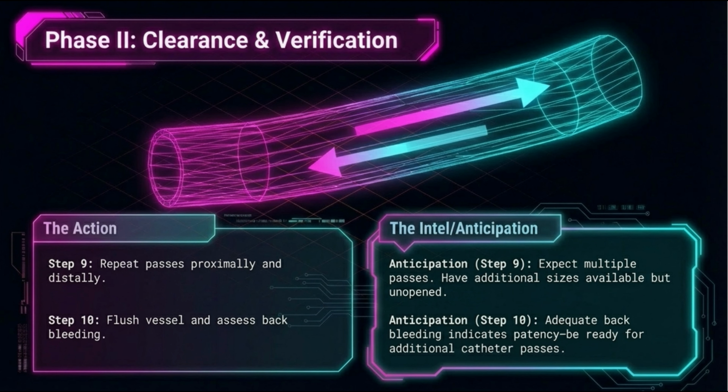Multiple passes with the Fogarty catheter are often required to clear the vessel. These passes may be performed both proximally and distally. The vessel is then flushed and back bleeding is assessed to confirm patency. Adequate back bleeding indicates successful clot removal. Be prepared for additional passes if needed.